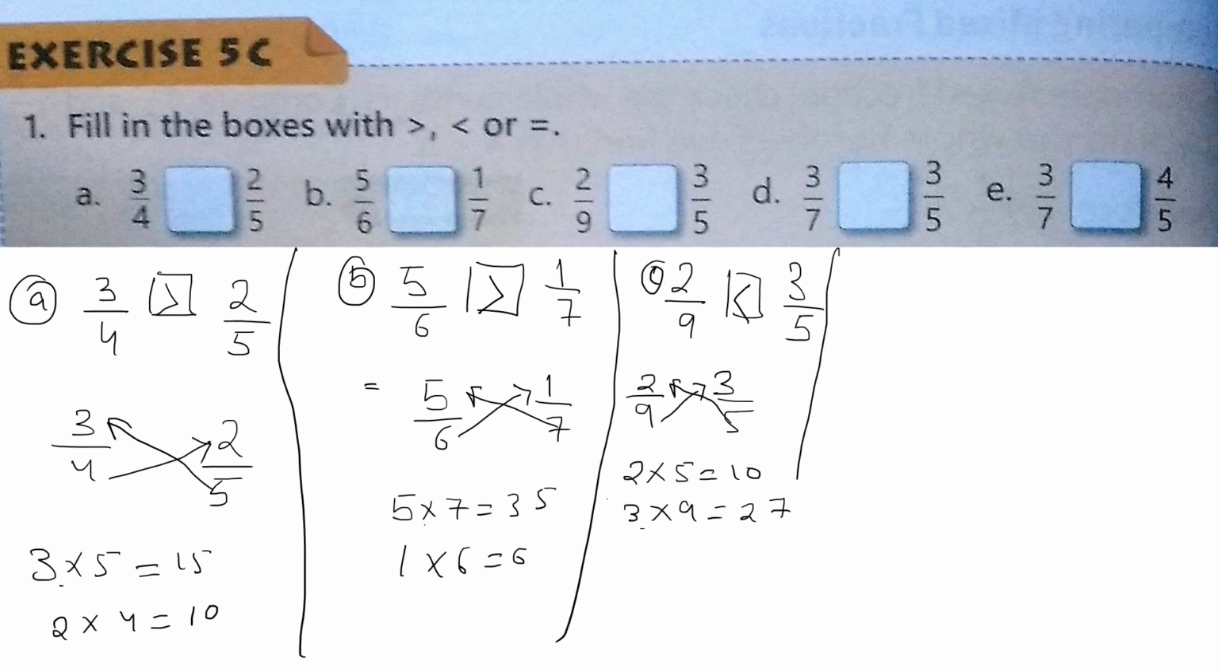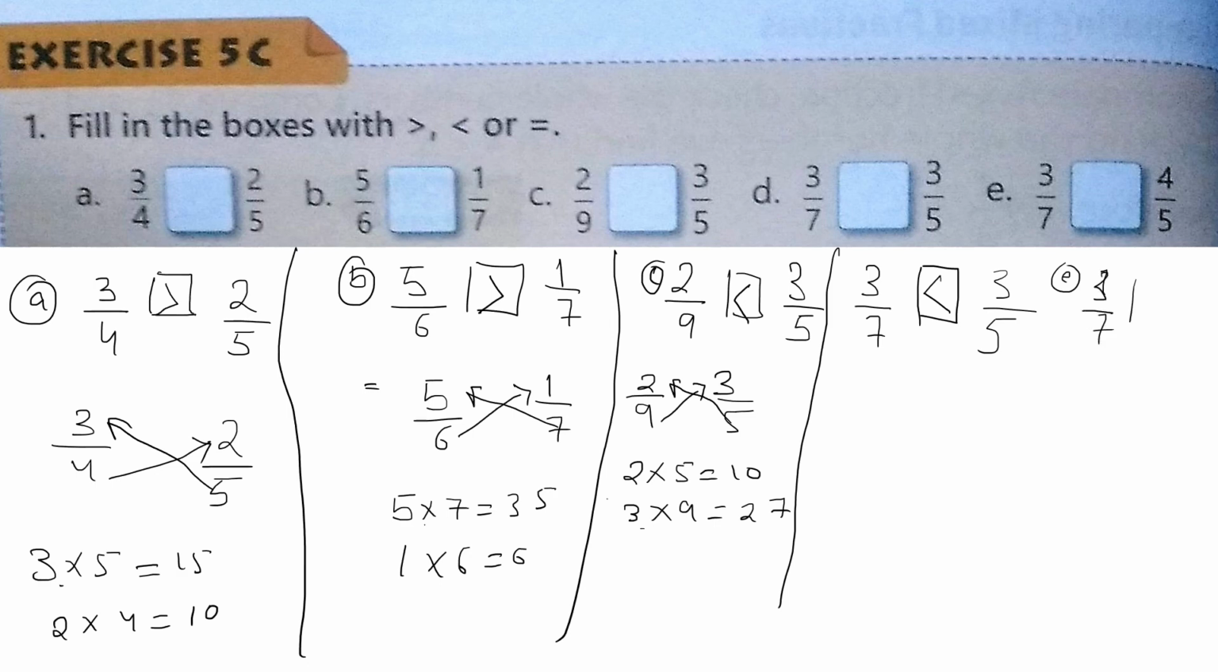Now 3 by 7 and here 3 by 5. I told you, see, the numerators are the same. That means the smaller denominator gives the bigger fraction. Got it?